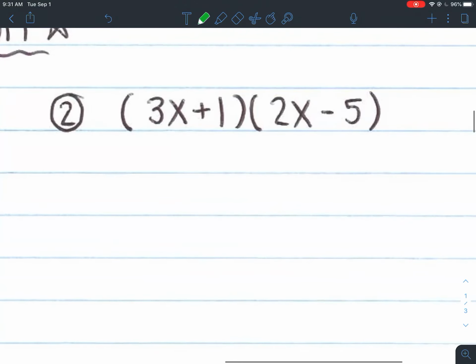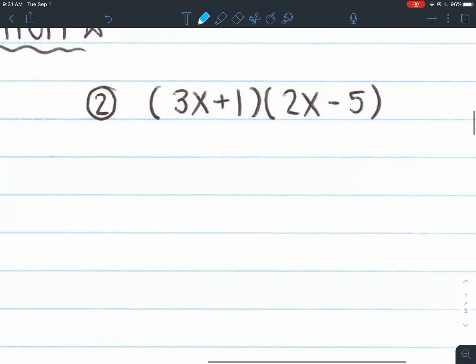All right, moving on to number 2. Same thing. You see that you have 2 sets of parentheses. The operation in between is multiplication. So you're going to multiply these binomials together. Now, these are binomials, right? You have 2 terms here, you have 2 terms here, so you're multiplying 2 binomials with each other. We're going to double distribute.